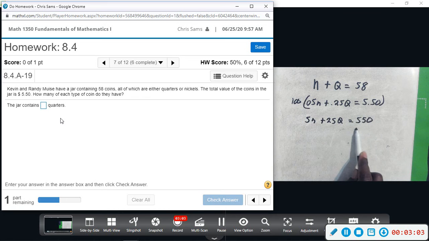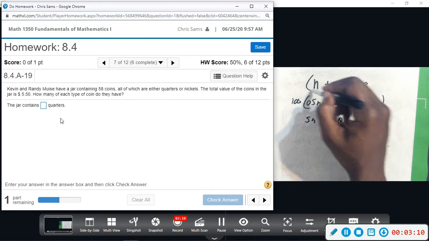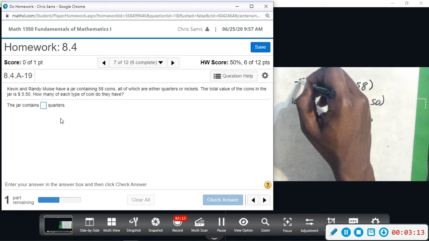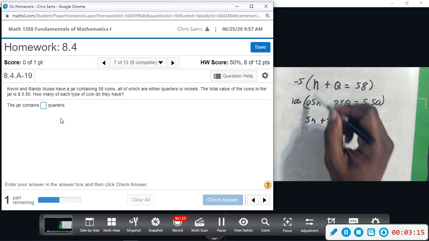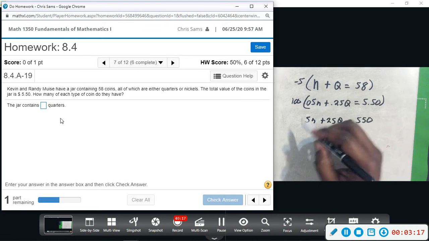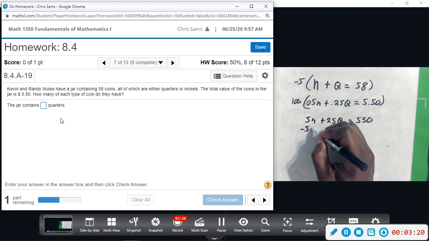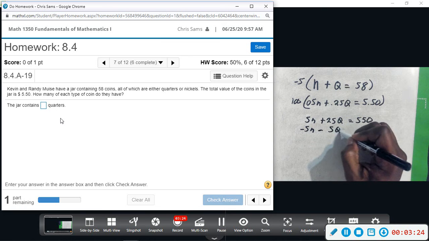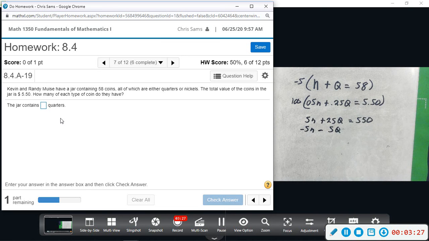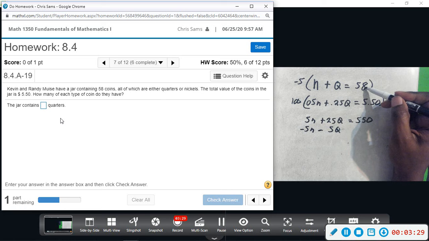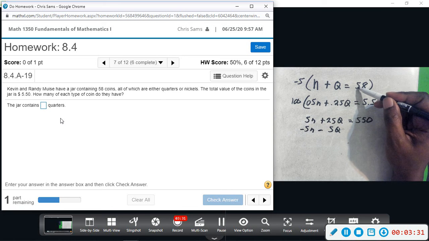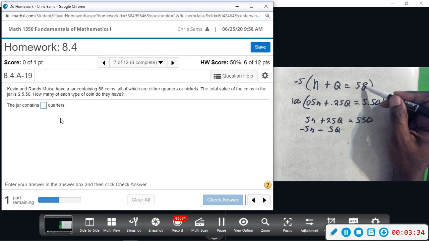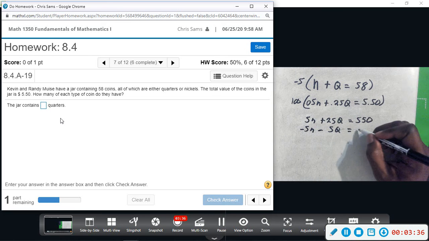Alright, so this is that equation, and I want to, I guess, eliminate nickels. That's a smaller number. So I'm going to multiply this equation by -5 because I want the same number but opposite sign. So -5 everything. This will give me a -5n, this will give me minus 5q, and then 5 times 58. 5 and 8 is 40, and 250 will give us 290. Negative 290.